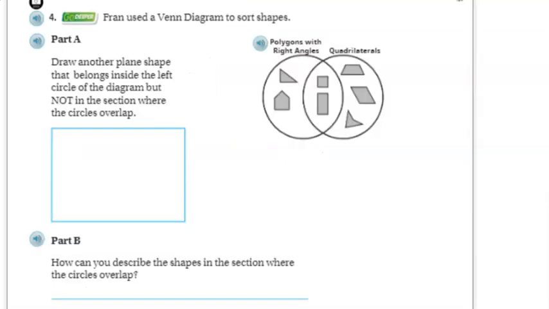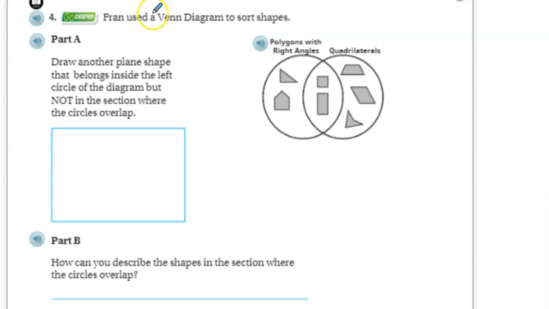Okay, we're going to keep on going. So it says Fran used a Venn diagram to sort shapes. You have part A. Draw another plane shape that belongs inside the left circle here of the diagram, but not in the section where they overlap. So this is a Venn diagram. We know we have comparing and contrasting. So hopefully you're able to compare and contrast these different shapes.